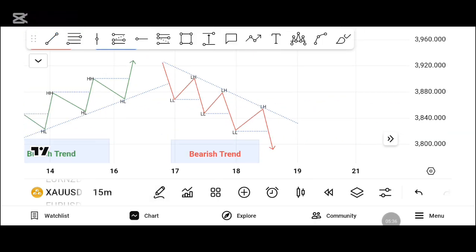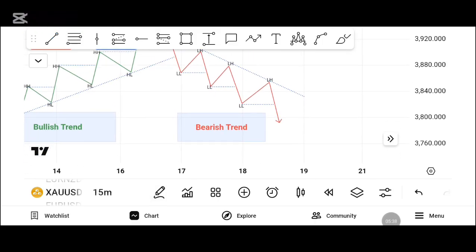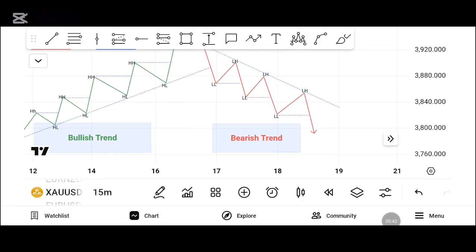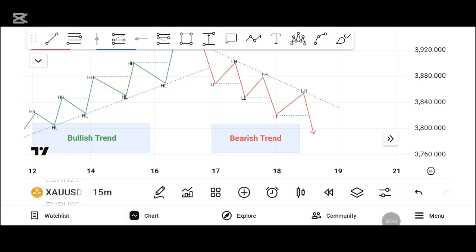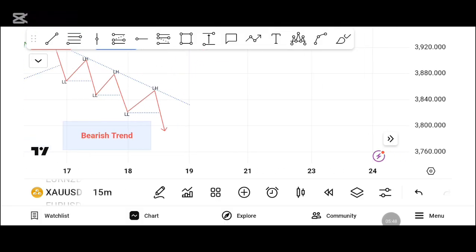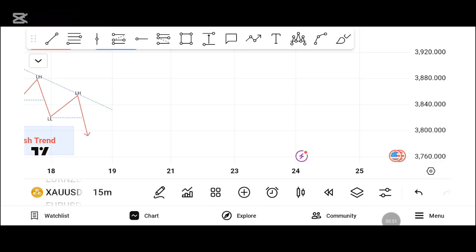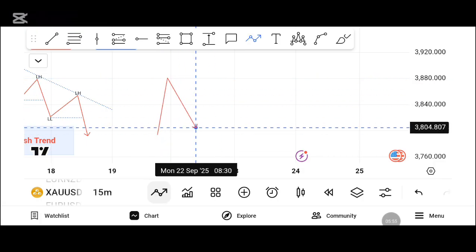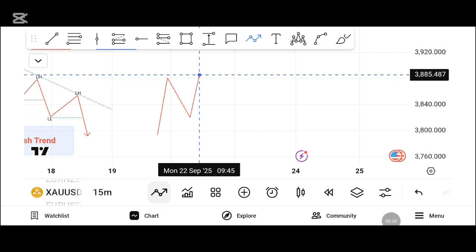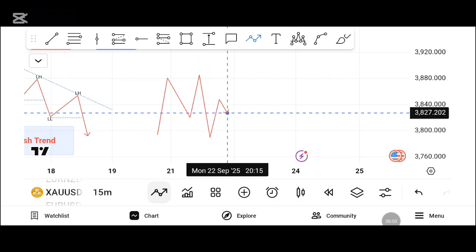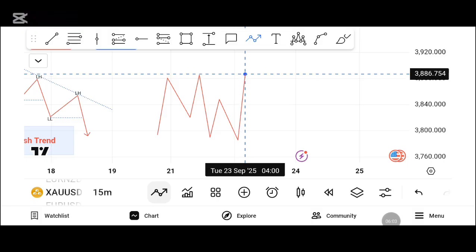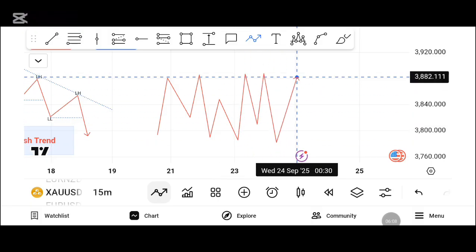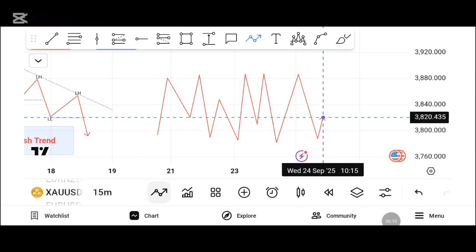I told you in our previous video that we have three phases of the market. Either it is a bullish trend, a bearish trend, or consolidation. I've already explained what consolidation means: the market is in a range, is ranging. The market is not going anywhere, just ranging. In this particular type of market, we are advised not to trade because the market is ranging.